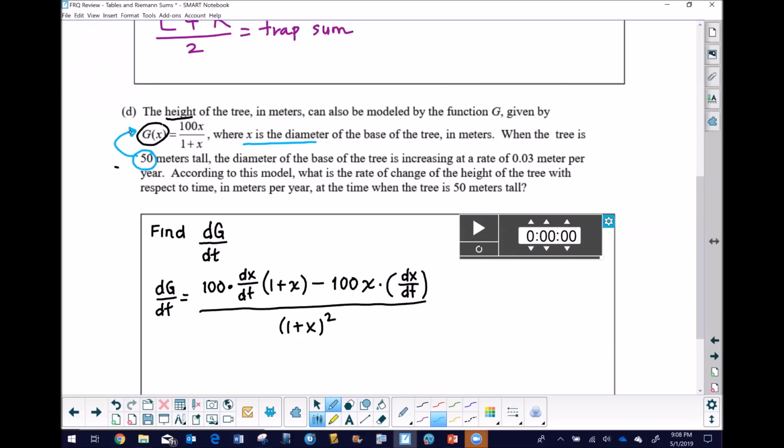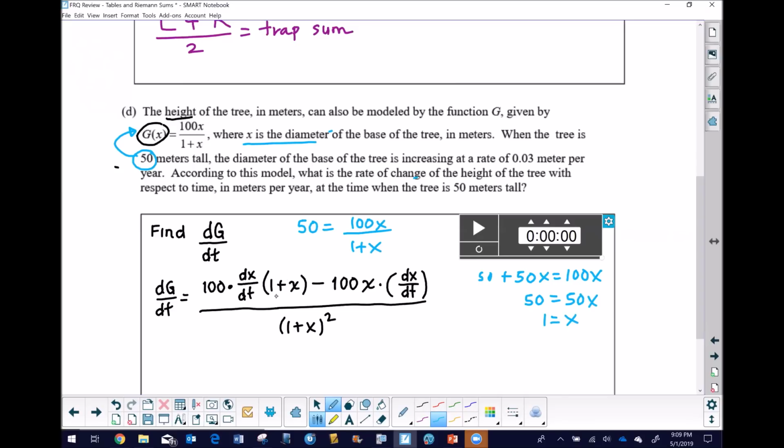So a student would have to make that connection, and I'm going to use a different color so it stands out, and you would have to set 50 equal to 100x over 1 plus x. That's a pretty easy thing to solve. I just don't have a lot of room. My stupid timer's in the way. So if I cross multiply, 50 plus 50x would equal 100x. We will soon come to the realization that x is 1.